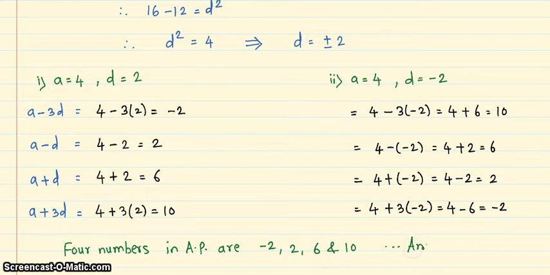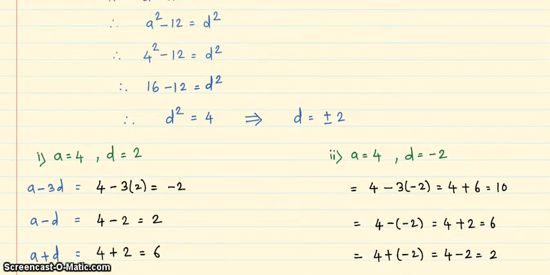This is your answer. Check whether they are in AP or not. You can check, see the difference. 2 minus of minus 2, how much is it? 4. 6 minus 2, 4. 10 minus 6, 4. So the sequence you have found has a common difference of 4. Therefore minus 2, 2, 6 and 10 are in AP, right?